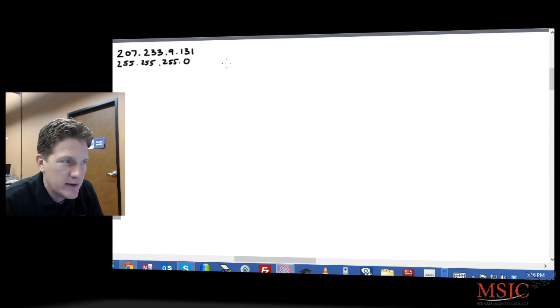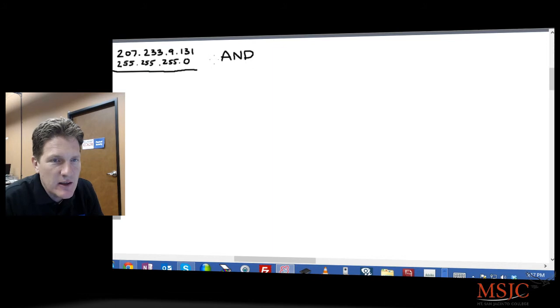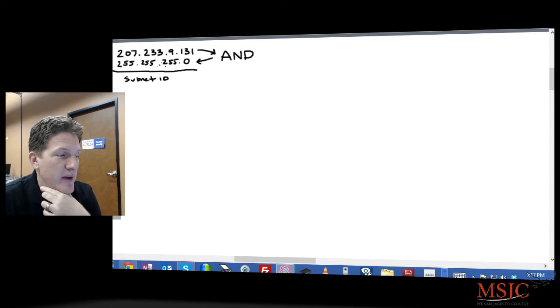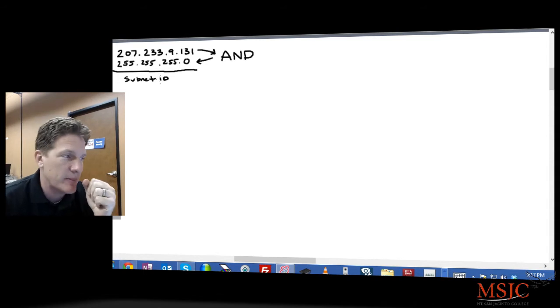So I have a couple of rules that we need to get out right away. And this is the rule. Whenever you take an IP address and you AND it, not add, AND, with the subnet mask, the result is the subnet ID. Always. So whenever you take the IP and you AND it with the mask, you get the subnet ID. That's a thing you always have to remember.